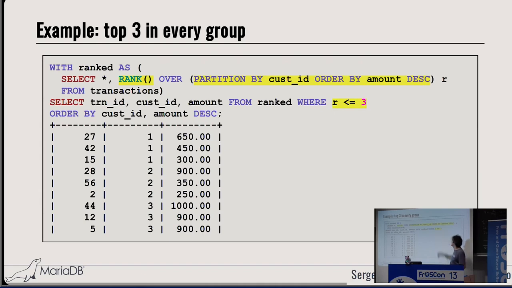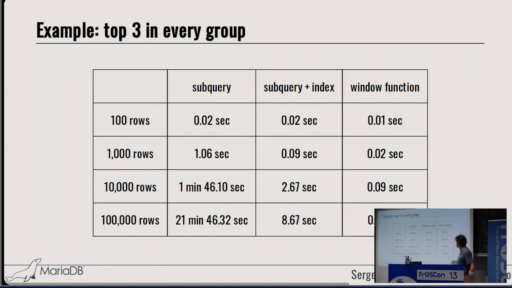It was a lot easier for me to explain. You don't need to think of the streak with transactions larger and so on. And again, this approach also runs much faster than anything you can do with a subquery.